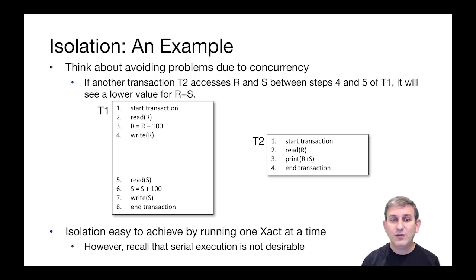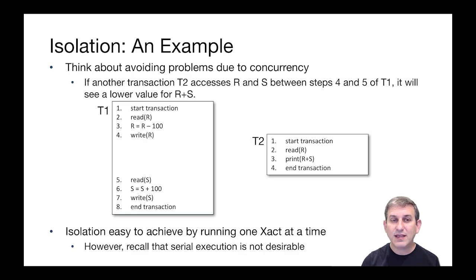We have a transaction here, T1, which is going to transfer $100 from R to S. We've seen this example before. We're going to have another transaction, T2, that is going to read the value of R and then print the values of R plus S on the screen and end the transaction. Now, of course, the database only sees start transaction, read, write, and end transaction. It doesn't see the arithmetic and it doesn't see the print statement. But let's think about how these two transactions interleave.